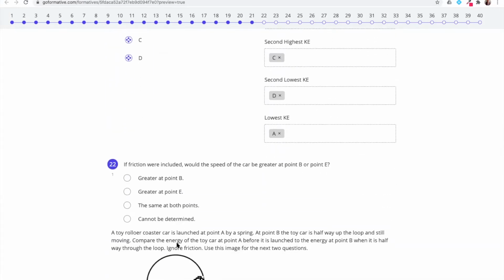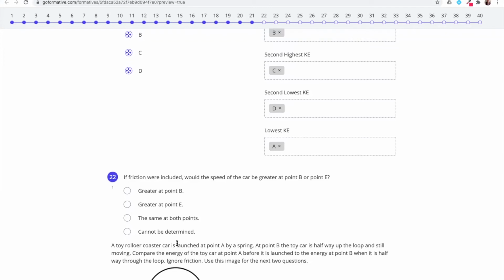If friction were included, though, a larger percentage of the mechanical energy would get switched over to thermal as it travels. So if friction were included, the speed would be greater at point B because friction hasn't had the time to take as much energy out of the system.